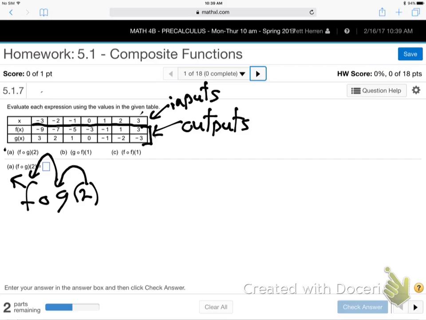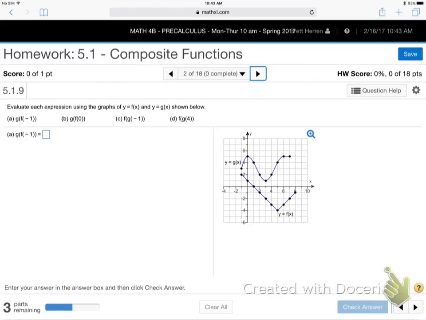Okay, so with that in mind, what are we doing? We're putting 2 into G. Okay, so they want me to find G of F of -1. So that means -1 into F, find what pops out and put that into G.